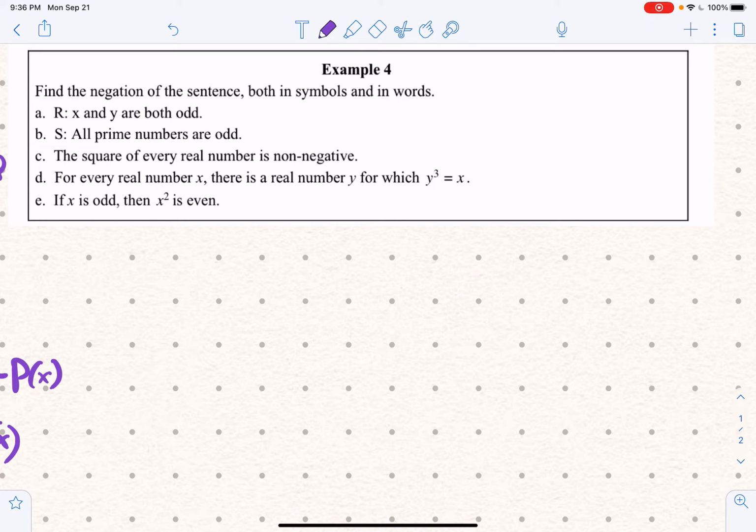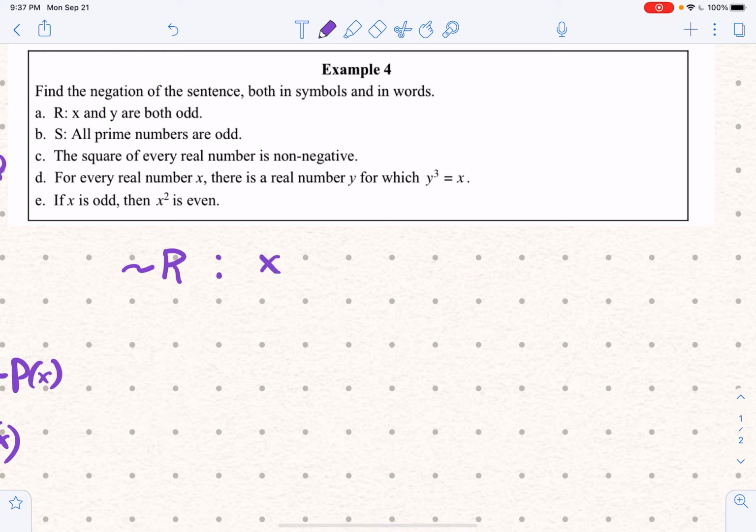Okay, so let's talk about example 4. It says, find the negation of the sentence, both in symbols and in words. So here, R is the statement X and Y are both odd. And we want to know, what does the statement not R say? So if R is the statement that X and Y are both odd, and that's false, then either X is not odd or Y is not odd.